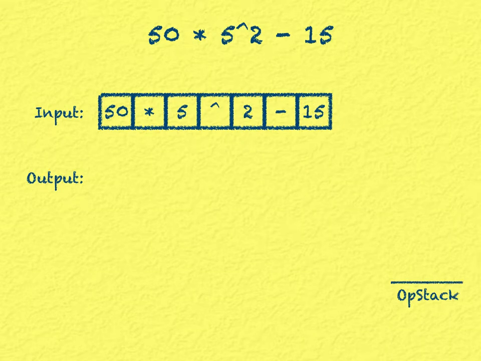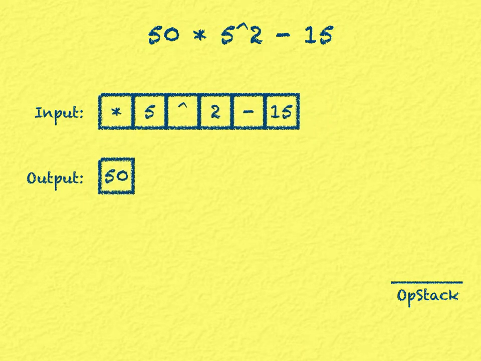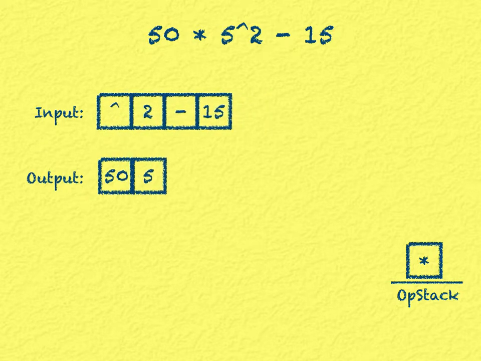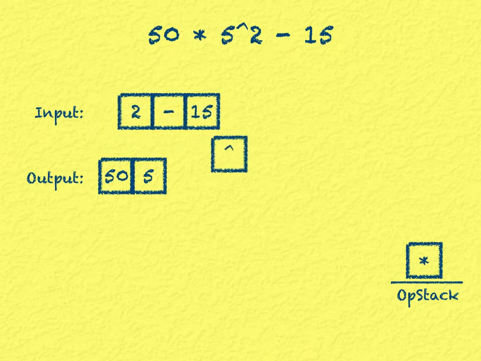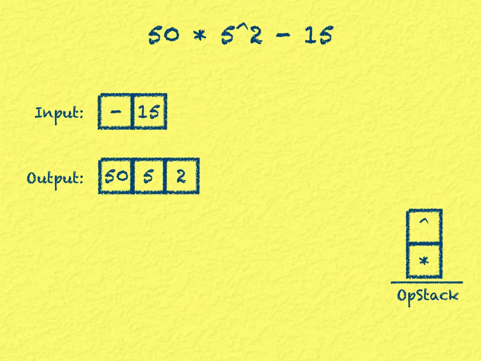Next, we got 50 times 5 squared minus 15. 50 is a number, straight to the output. Multiplication is an operator, straight to the stack. 5 is a number, straight to the output. Exponent is an operator with greater precedence than multiplication, thus we move it to the op stack. 2 is a number, straight to the output.